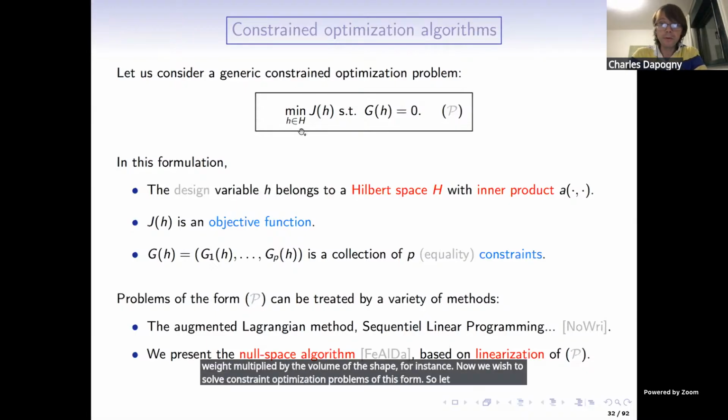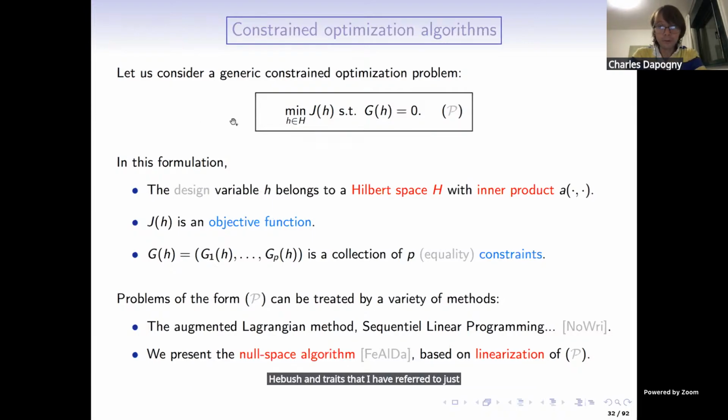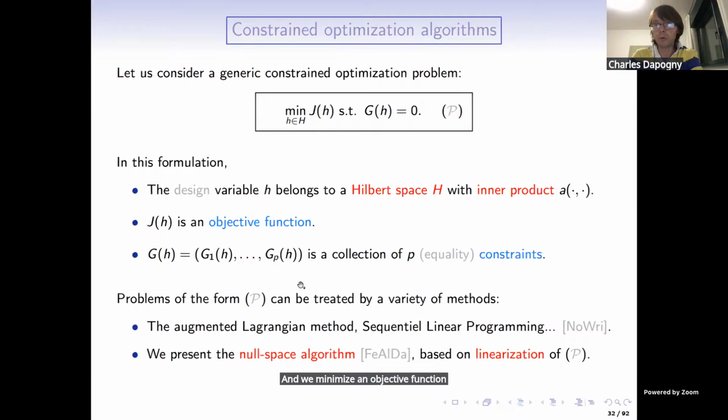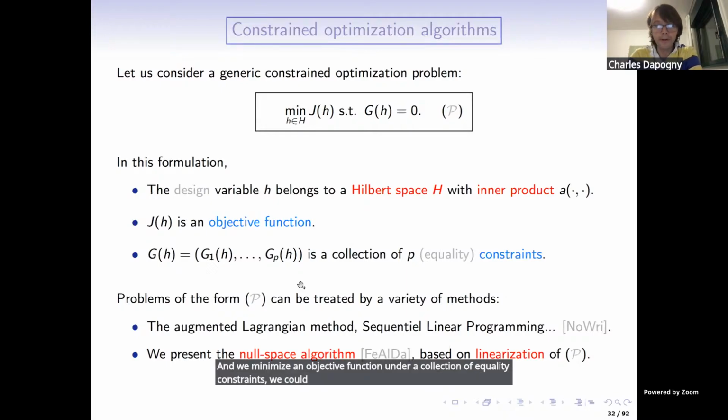So let me frame the problem in the setting of Hilbert spaces, since we have seen that deformations of a given shape can be given a Hilbertian structure thanks to this nice Hilbertian trick that I have referred to just before. So we consider an optimization problem like this, which is set in a Hilbert space capital H. Here the design variable h belongs to this Hilbert space H, which is endowed with an inner product a, which is written here. And we minimize an objective function under a collection of equality constraints. We could also consider inequality constraints in pretty much the same spirit.